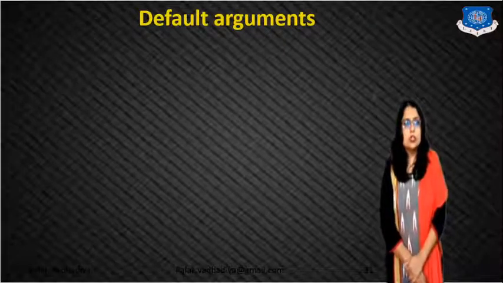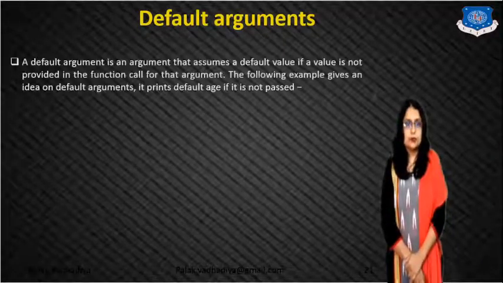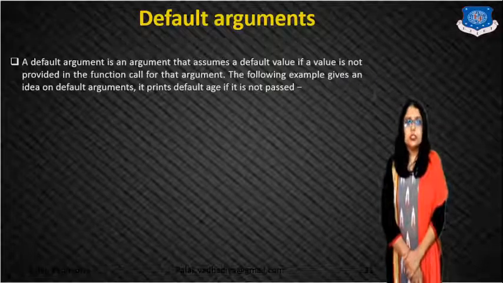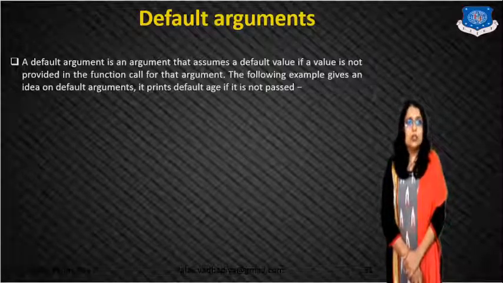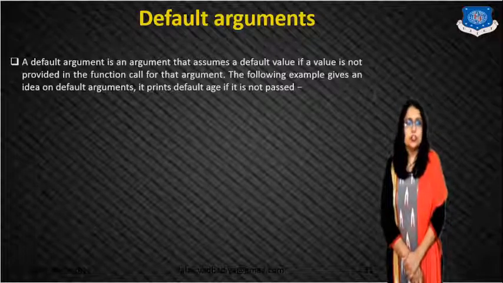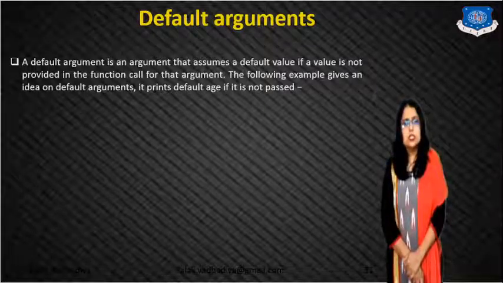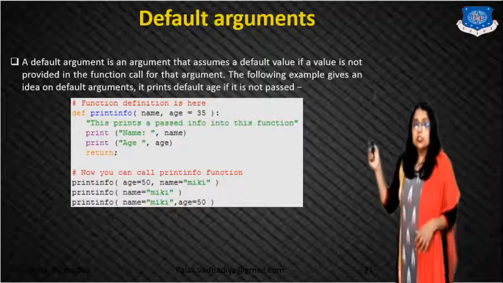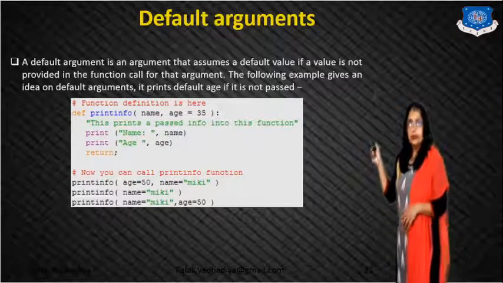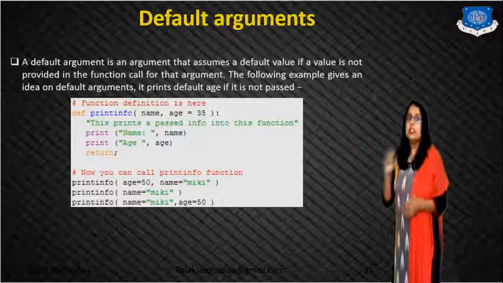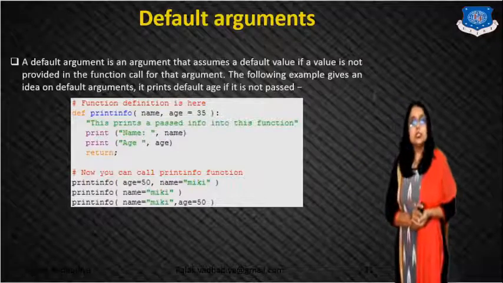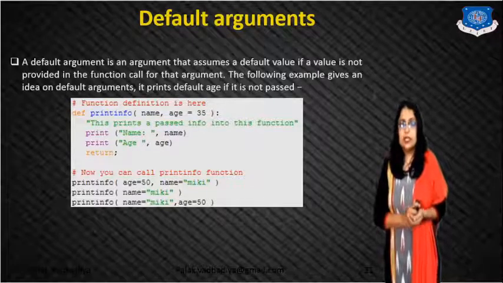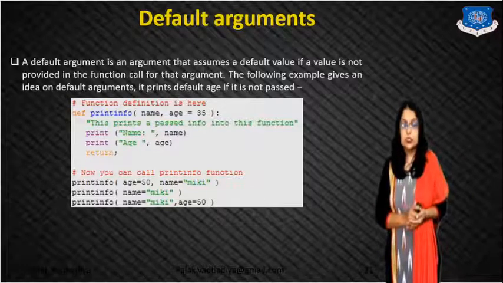Now, next is default arguments. A default argument is an argument that assumes a default value if the value is not provided in a function. To understand this, let us discuss one more example. Here also, it is print info, then name and age equal to 35. Now, here I am writing print name and age.